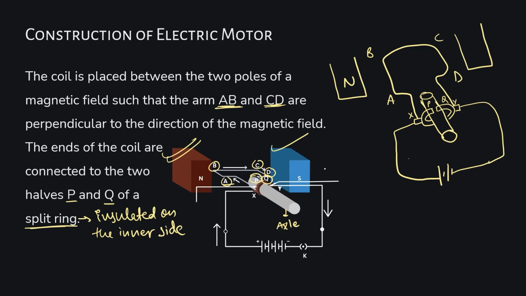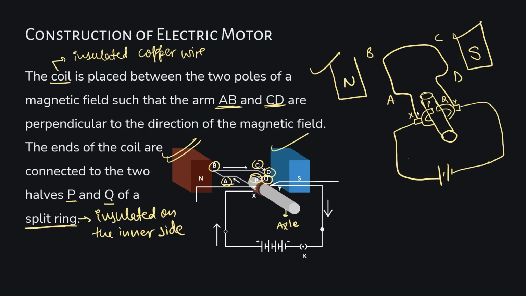So I hope this is clear to you now that we have one coil ABCD which is made up of insulated copper wire. Okay. It is placed between two poles of a magnet. Here we are. I forgot to write south, north and south pole. This arm AB and CD are perpendicular to the direction of magnetic field. We have seen that. The ends of the coil, by the end I mean, look, ABCD, the end is this point. These are the end points of the coil. These end points are connected to two halves P and Q of a split ring.